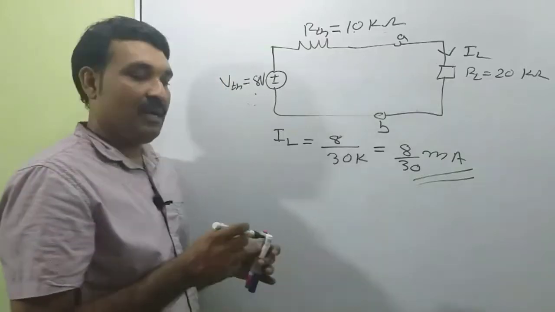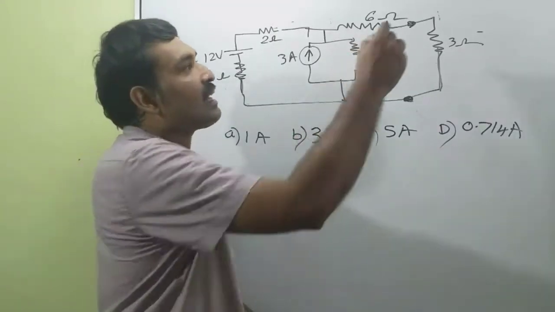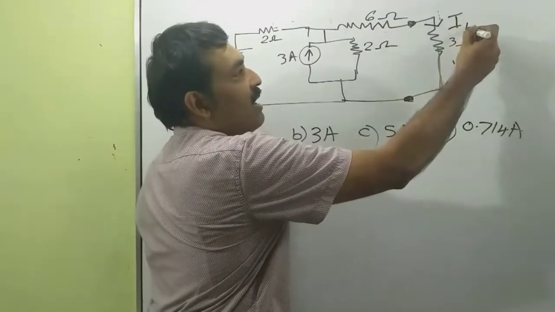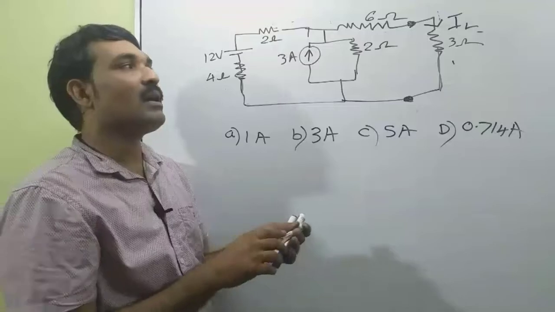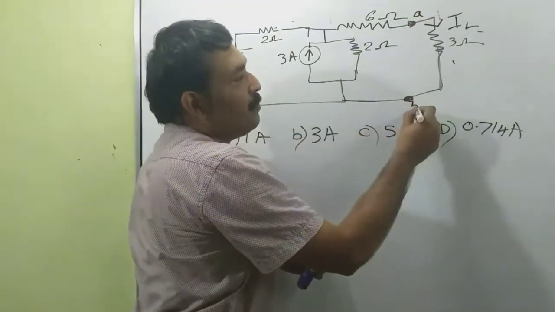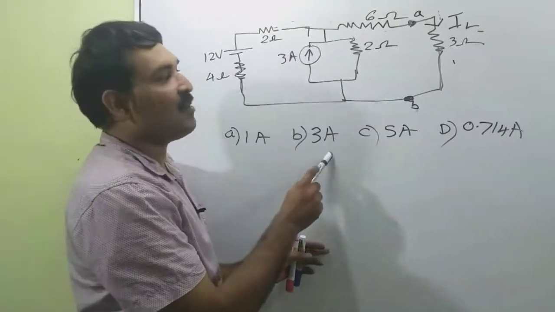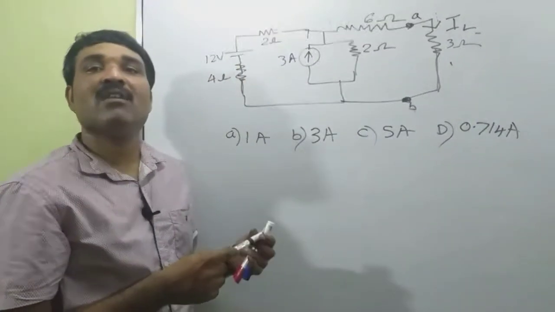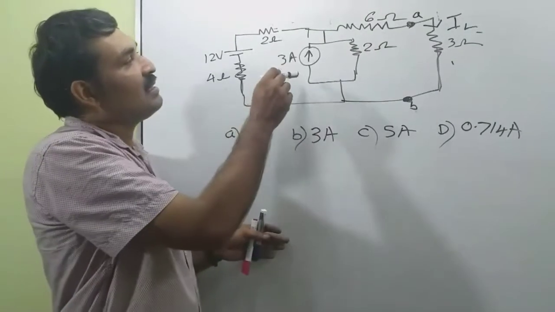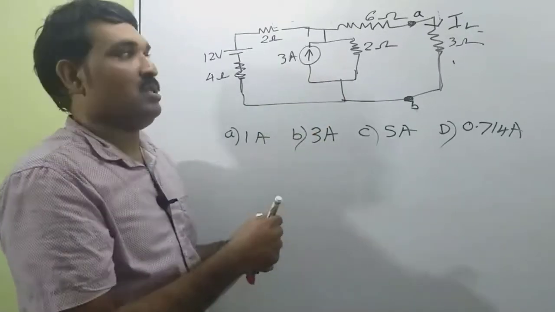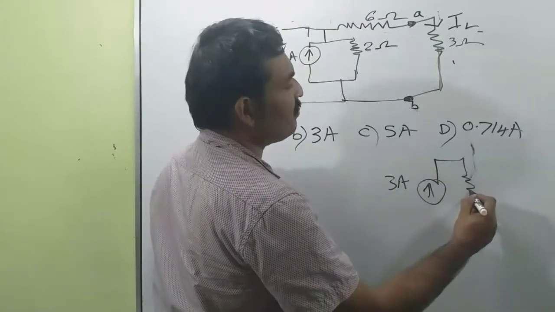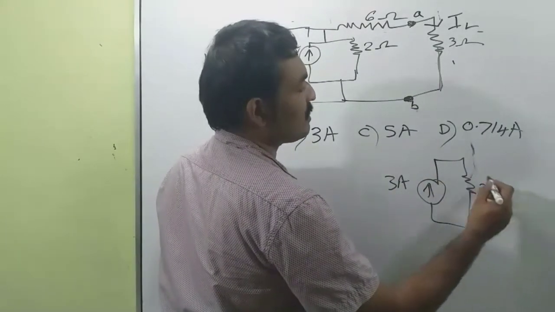Okay, the question is, we want to find the current passing through this 3 ohm resistance. Let this be IL. So the question is to find the load current, load is connected across this terminal. Let this be A, B. And options are given: 1 ampere, 3 ampere, 5 ampere and 0.714 ampere. Now, first what I am going to do is convert this current source to a voltage source. This current source is 3 ampere in parallel with a 2 ohm resistance.